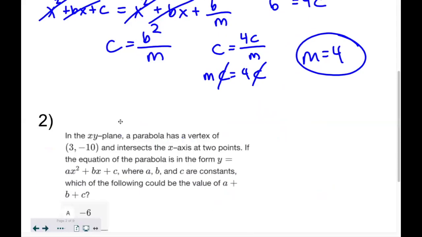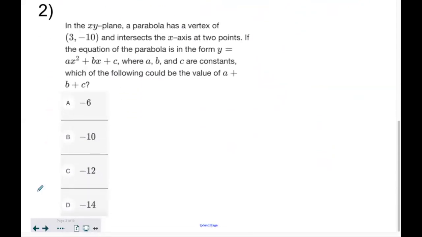All right, let's move on to number two. All right, so we got another difficult one here. A parabola has a vertex of (3, -10), and it intersects the x-axis at 2 points. So what that tells me is that (3, -10) is down here. For it to intersect at 2 points, it has to be the type of parabola that opens upward. And that means that a is greater than 0. So again, that's what that is telling me. Now I'm going to put that on hold.